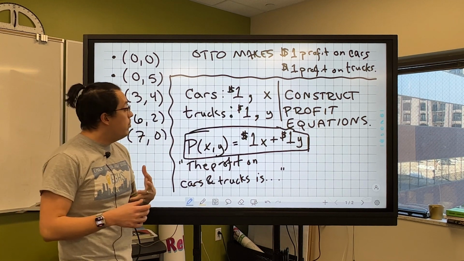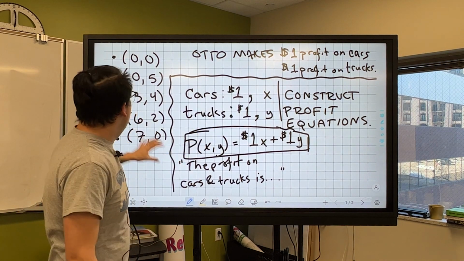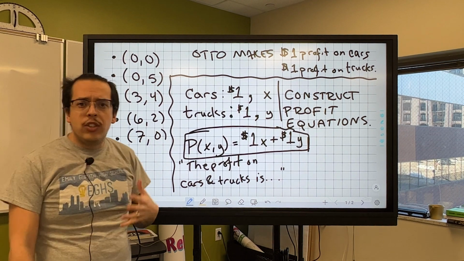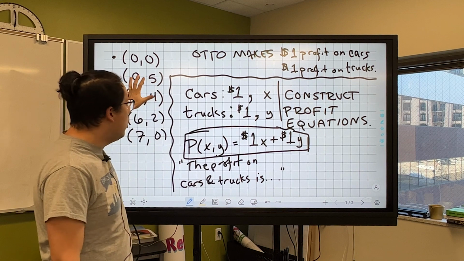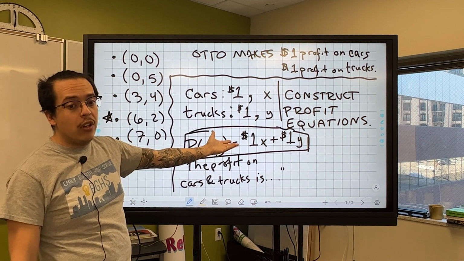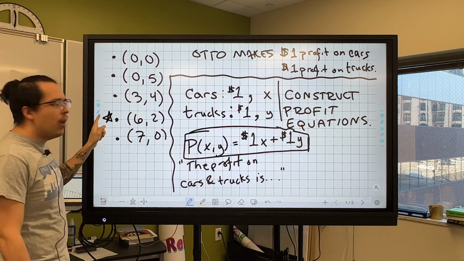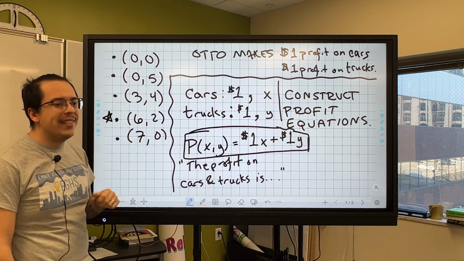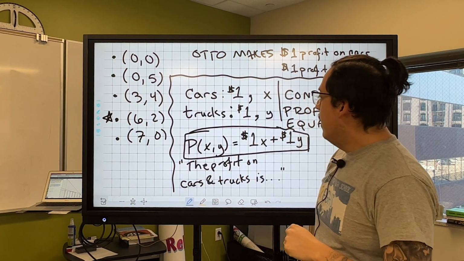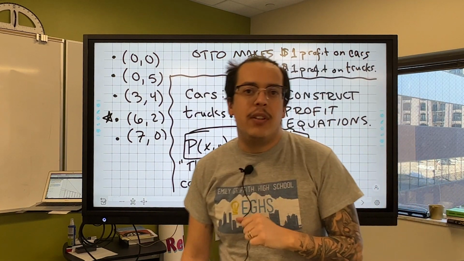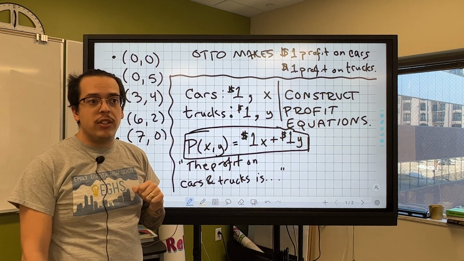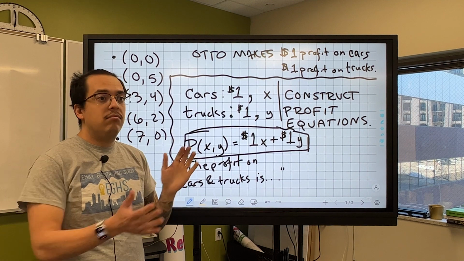What we're going to do is use our profit equation with our 5 candidate points to see which combo makes the most profit when our profit is $1 on each cars and trucks. And we won't be surprised when we see that 6 cars and 2 trucks is that combo that makes us the most money. So meet me in the next video. Let's talk about using our profit equations.